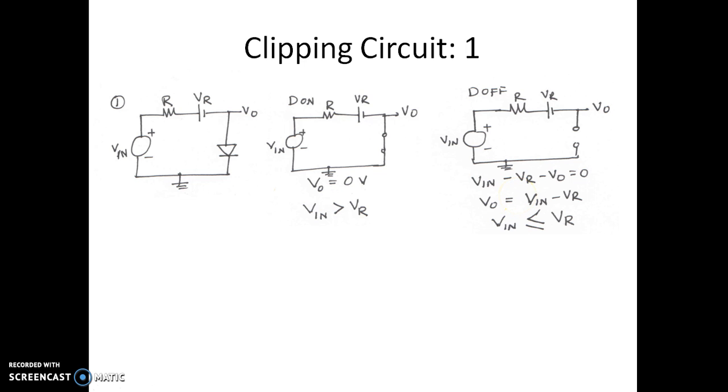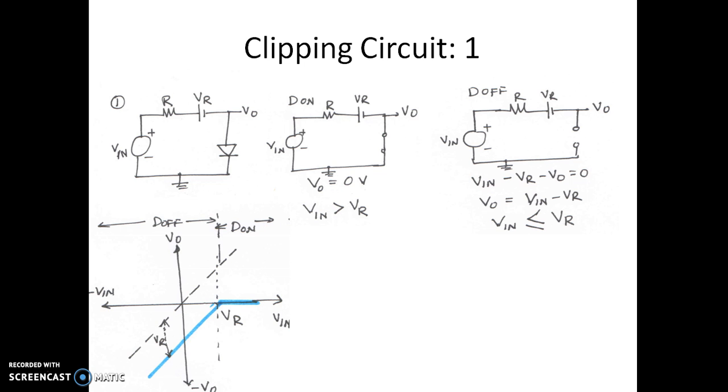Let us see the transfer characteristics of this clipping circuit. This is the transfer characteristics. The dotted line is the reference line, where the input is on both the x and y axes. We have marked one more reference line here, and this dotted line corresponds to VR.